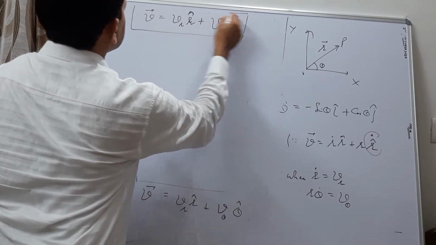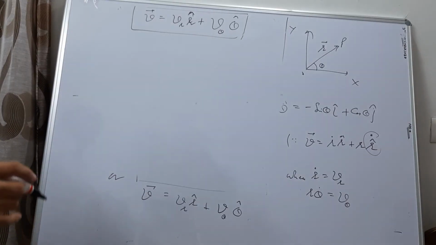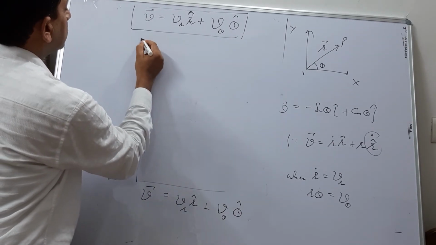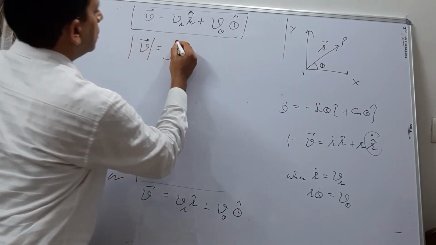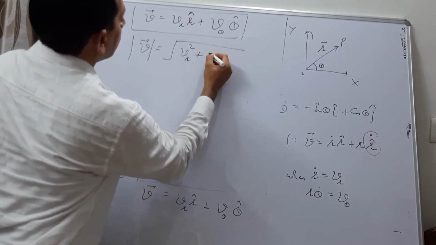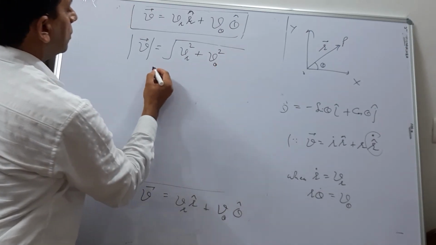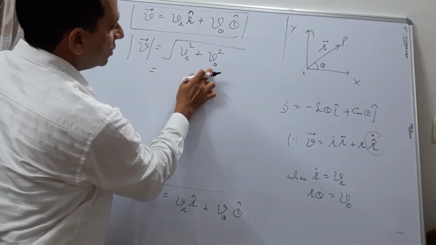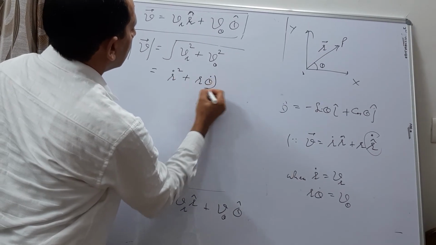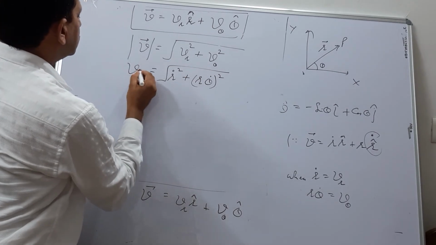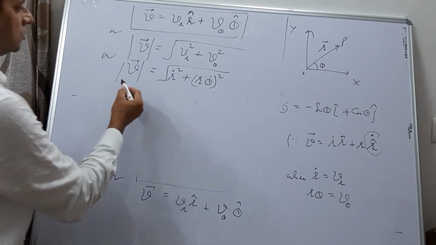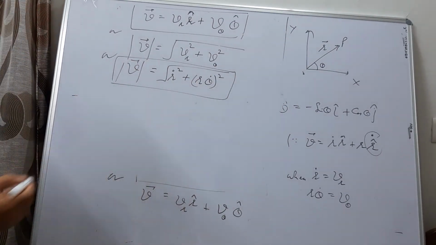So, this is the actual formula for velocity, and we know its magnitude is equal to the square root of the first component V r squared plus the second component V theta squared, or on putting the values of V r and V theta, we will get the square root of r dot squared plus r theta dot whole squared. This is the magnitude of velocity.